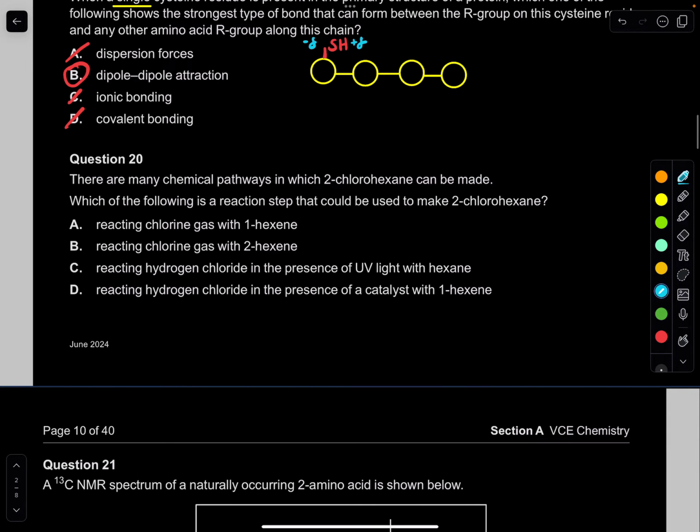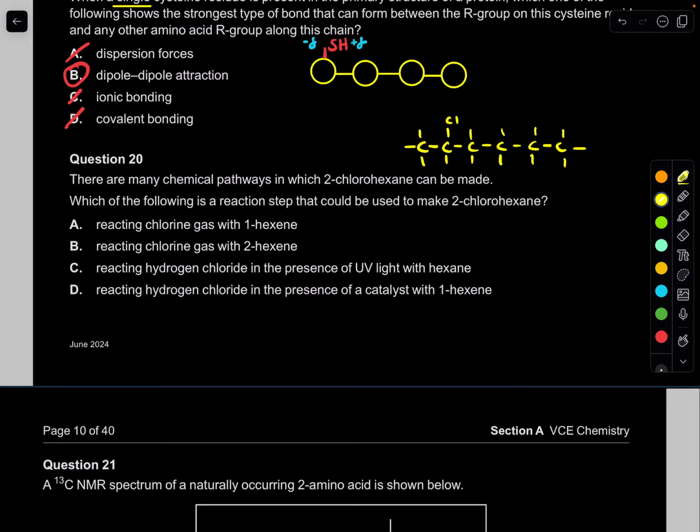Next question. 20. There are many chemical pathways in which 2-chlorohexane can be made. So let's just draw the structure of 2-chlorohexane first. Chlorohexane, so it's a C chain. There's 6 carbons: 1, 2, 3, 4, 5, 6. And the 2 means it has a chlorine on carbon 2. And the other ones are all basically hydrogens. I can't be bothered drawing those hydrogens, so I'm just going to draw these lines, meaning that these are hydrogens. Which of the following is a step that could be used to make that 2-chlorohexane?